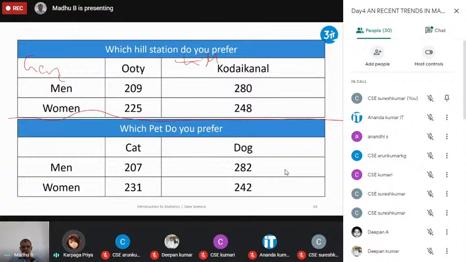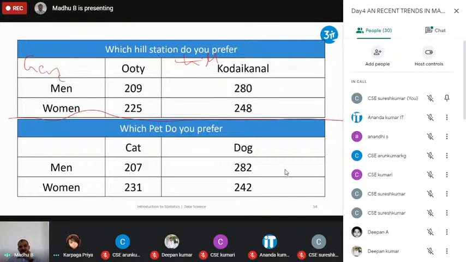It is a preference actually. Like in the previous example we have seen that based upon the number of cigarettes you are smoking, you will be getting the diseases. But here it is a preference, whether they are preferring Ooty or Kodaikanal. They are nowhere dependent, sir. They are only preferences.